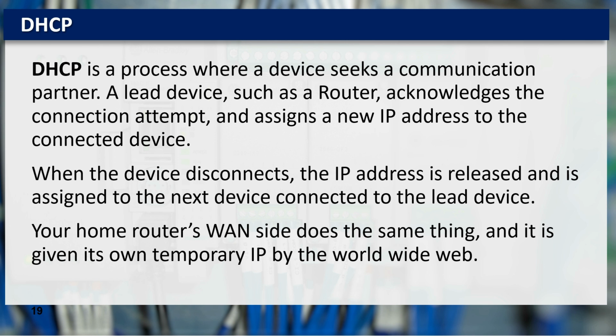DHCP is a process where a device seeks a communication partner. A lead device, such as a router, acknowledges the connection attempt and assigns a new IP address to the connected device. When the device disconnects, the IP address is released and is assigned to the next device connected to the lead device. Your home router's WAN side does the same thing, and it's given its own temporary IP by the World Wide Web.